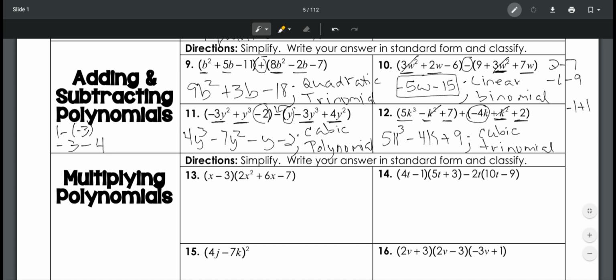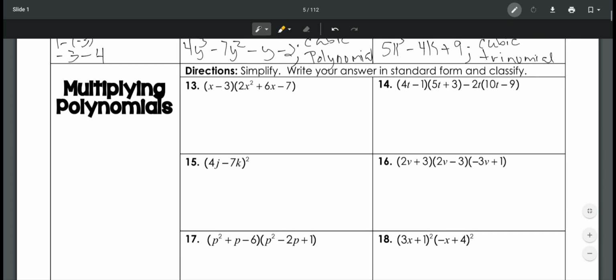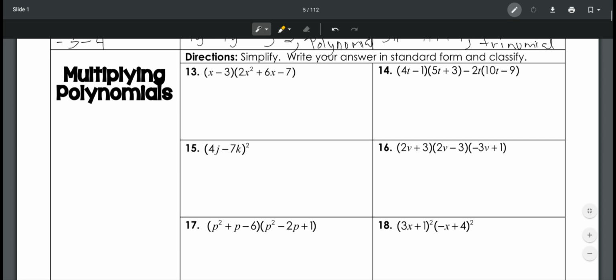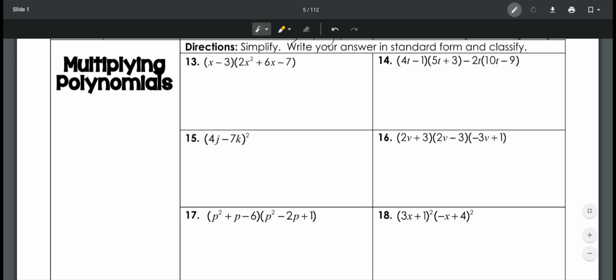All right, so that is a quick review of adding and subtracting. Now we're going to do just a little bit of multiplying with our polynomials. We're not going to do all of these examples. We're just going to do a couple of them. So example 13 is multiplying.